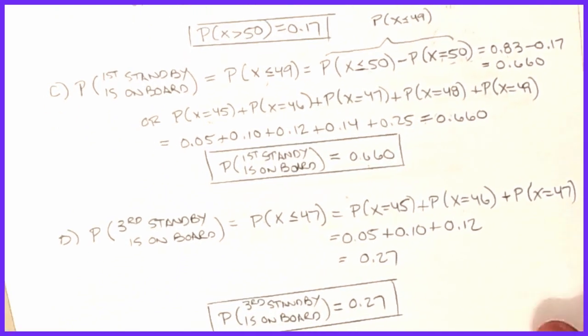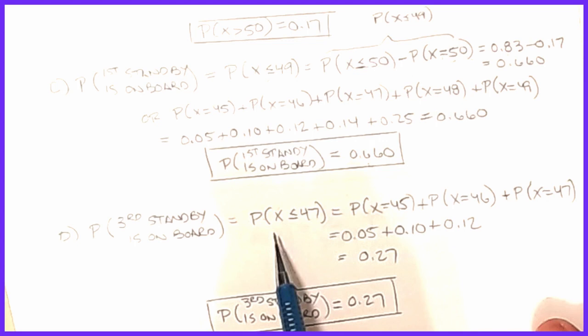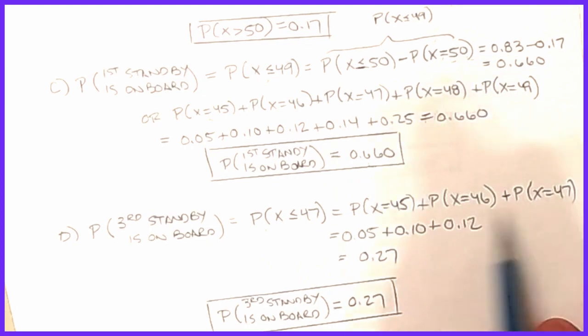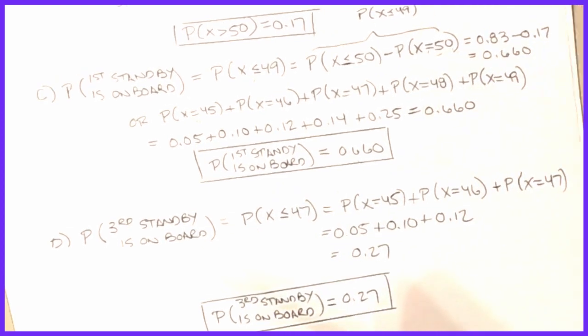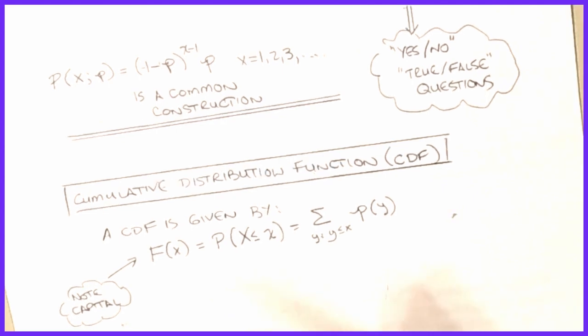Okay, and then just for good measure, the probability that the third standby is on board, or is able to get a seat, would be the probability that x is less than 47. So 47 original people can arrive at the most. And this one's easy enough. I'll just do 46 plus 46 plus 47, 0.27. So no major issues there. Okay, so yeah. All right, now we should probably talk a little bit about some of the notation that we have.